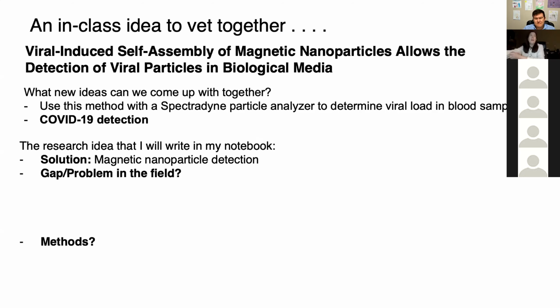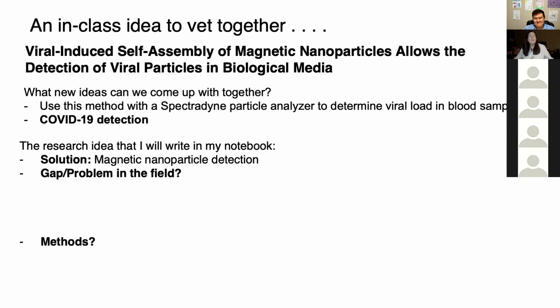Okay, so I'm excited. When I came up with this idea of a new COVID-19 detection using these magnetic nanoparticles, something in me got really excited. I want to see how good it is. So I want to ask you guys a question. I want us to be a little more interactive now. My research idea is, the solution is to do magnetic nanoparticle detection of COVID-19. That's my solution. But I have to decide first if there's a problem or a gap in the field that needs this detection, right? I actually don't, based on the paper we read, I have no idea.